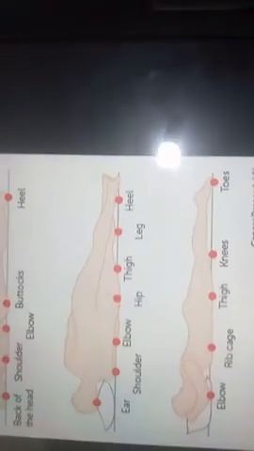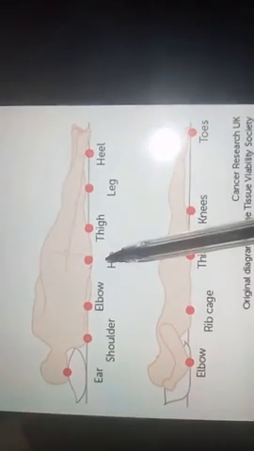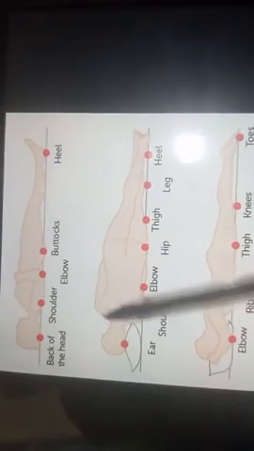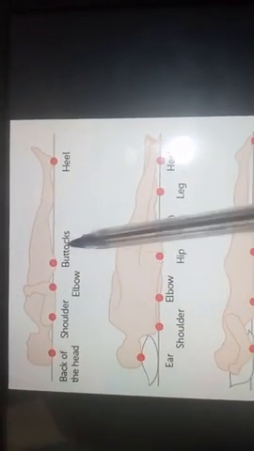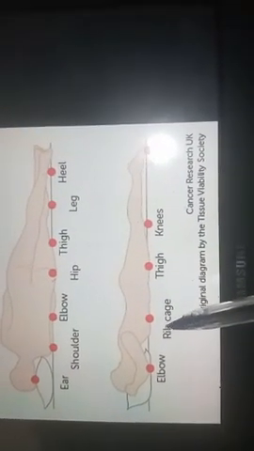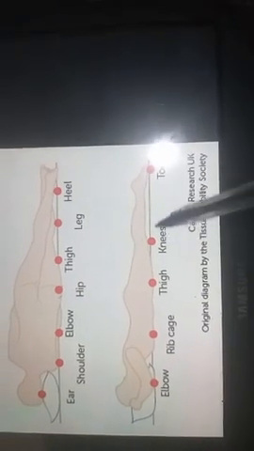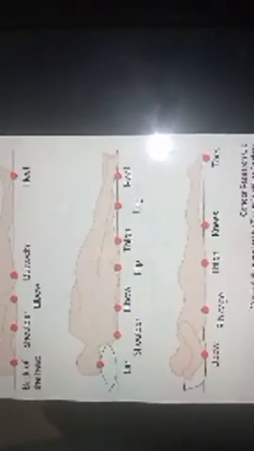So these are the points where you can have pressure sores. You can have it at the ear, the shoulder, the elbow, the hip, the thigh, the leg, the heel. When you're on your back, you have it at the back of your head, the shoulder, the elbow, the buttocks, the heel. When you're lying on your stomach, you can have it at the elbow, the rib cage, the thigh, the knees, the toes. So these are the places where we can have bedsores. Let's take notes. When we position the person in a particular position, we can know where we can have the bedsores.